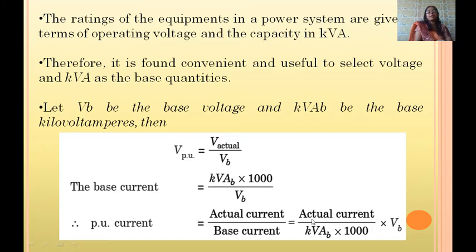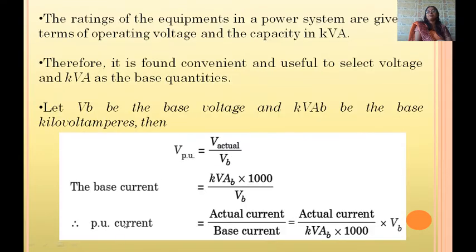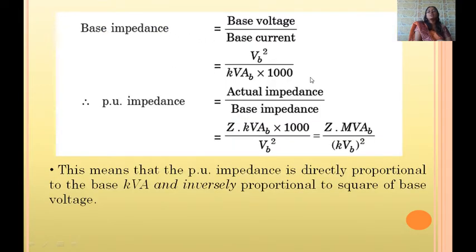Actual current is in terms of ampere, and base current will be calculated from this formula, kVA base into 1000 divided by VB. Okay, so from this we got per unit current. Now we'll calculate base impedance, base voltage upon base current, Z equals V by I. Base voltage is VB, and we'll put the value of base current from this equation, kVA base into 1000 divided by VB. So the equation becomes VB square upon kVA B into 1000.